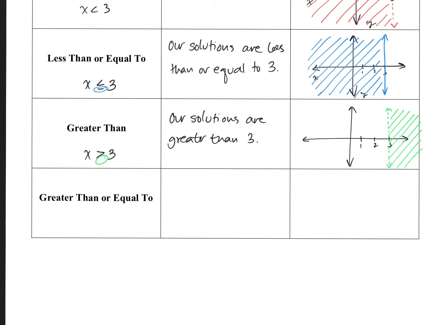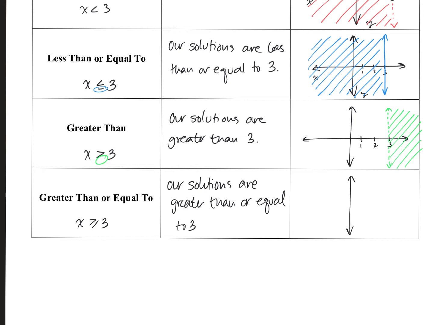All right. Now we have greater than or equal to. So continue with the example, x is greater than or equal to 3 this time. So our solutions are greater than or equal to 3. So go ahead, draw in the box, draw in the graph. 1, 2, and 3. Aha! Now we can include 3 in our graph.